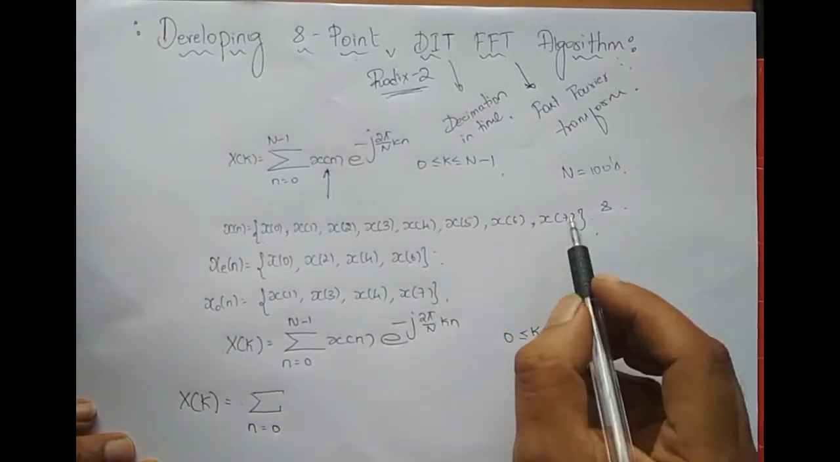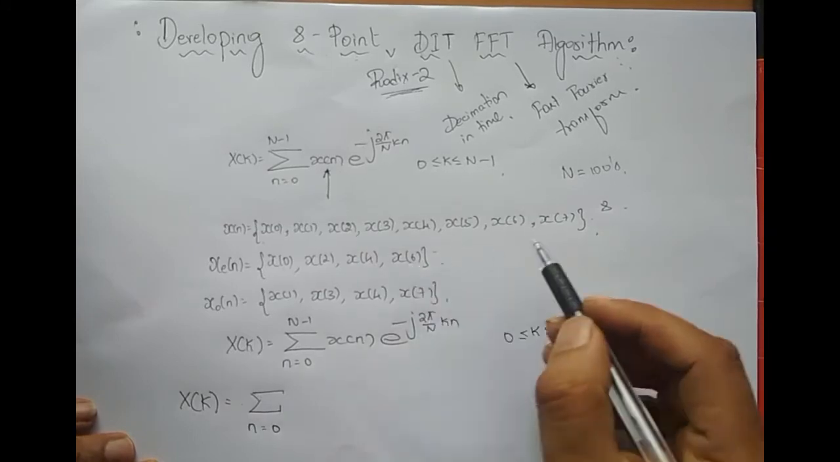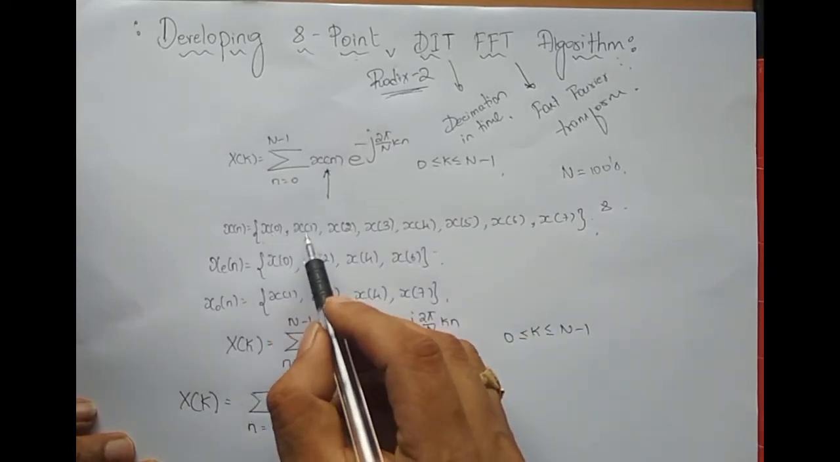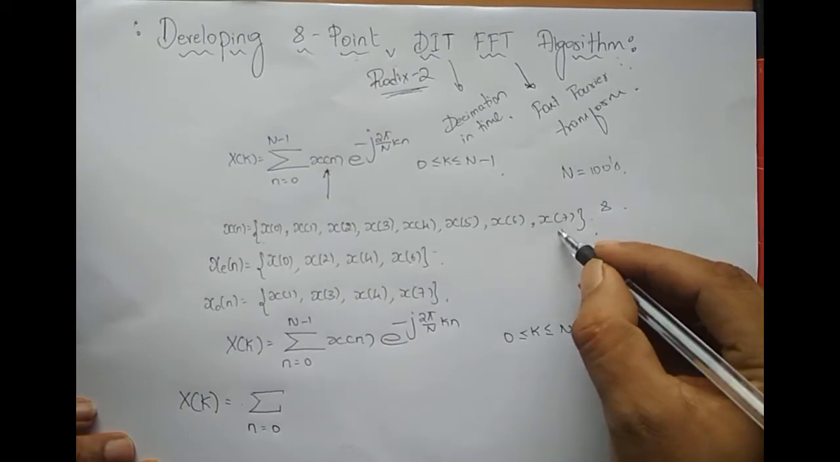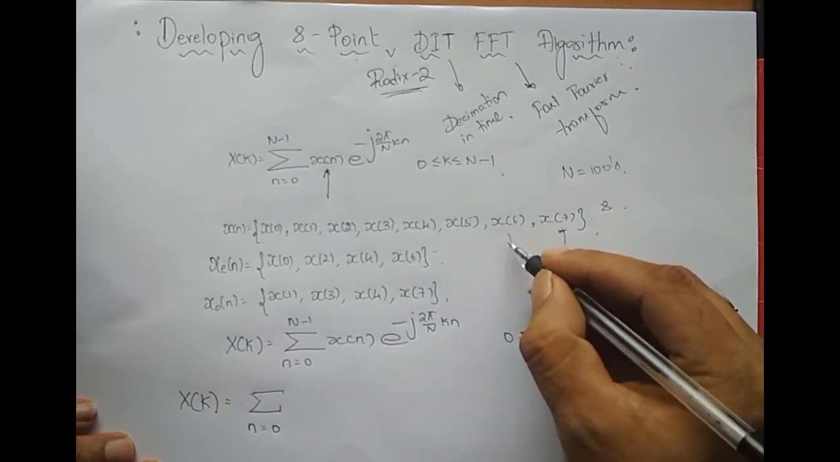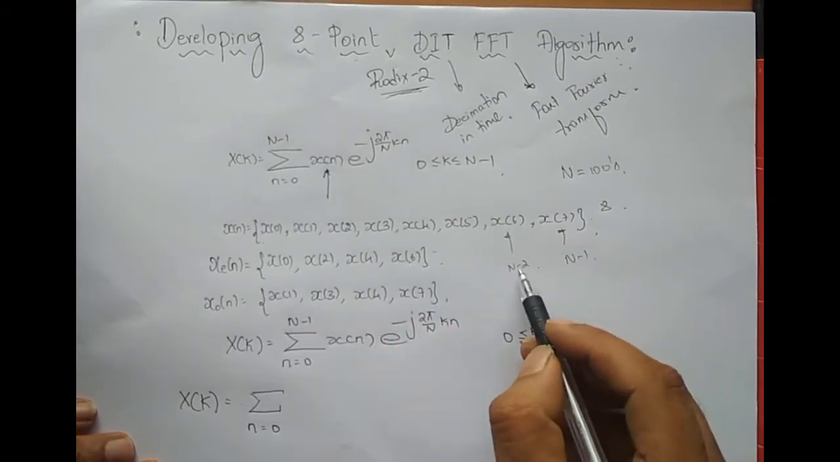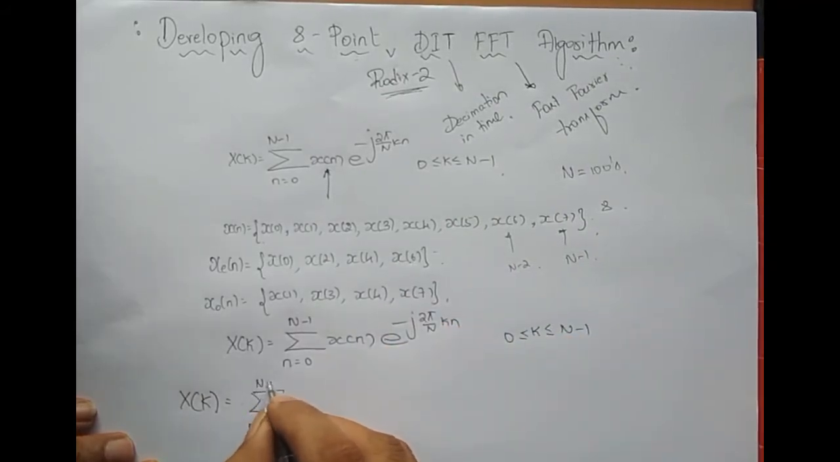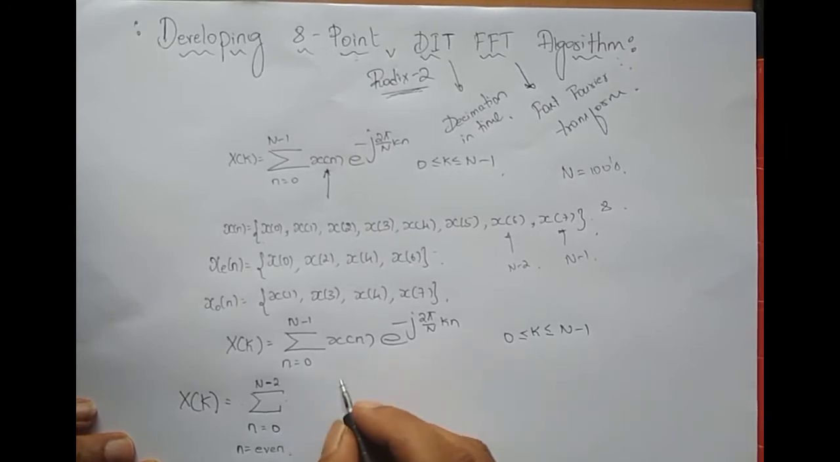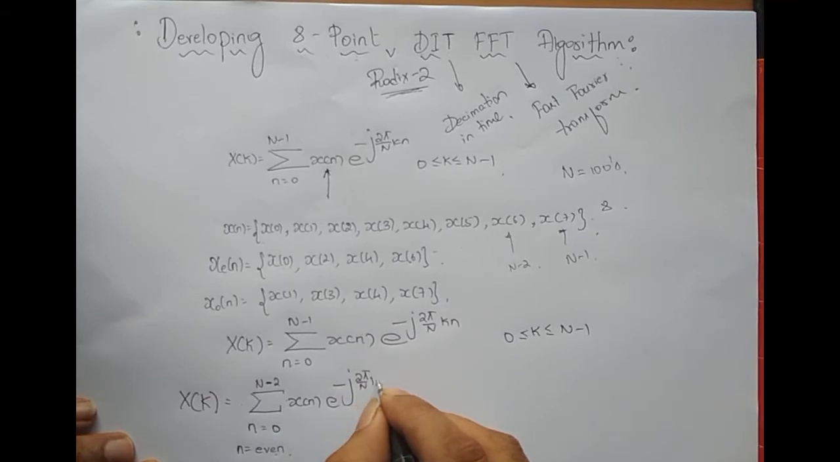But in terms of capital N, what is 6? So this is 0, this is 1, dot dot dot. What is the last sample? The last sample is N minus 1. What is the last but one sample? It is N minus 2, right? So instead of writing 6, I'll write it as N minus 2. So n takes only even values, so it is varying from 0 to N minus 2, x of n e power minus j 2 pi by N into kn.